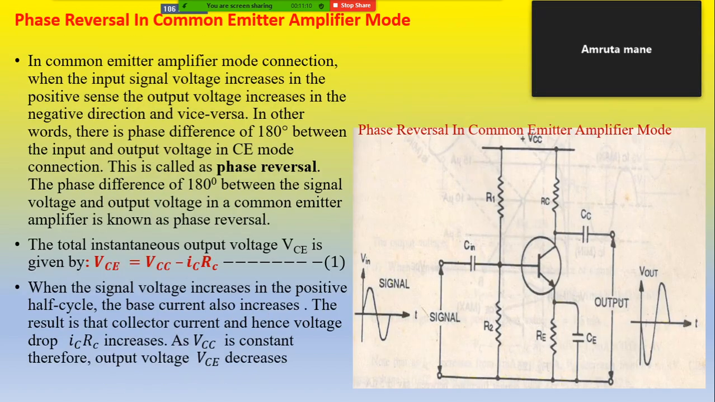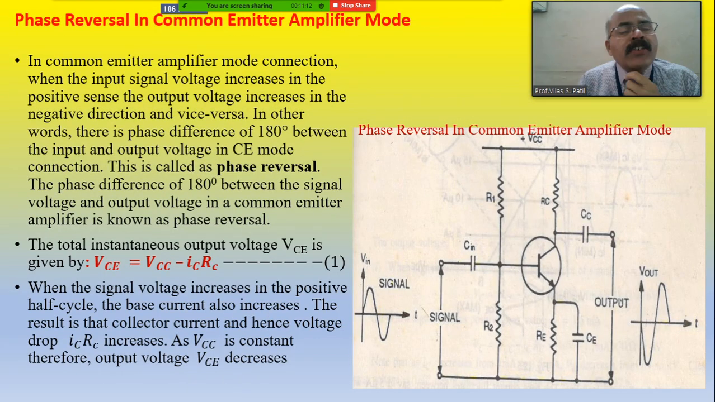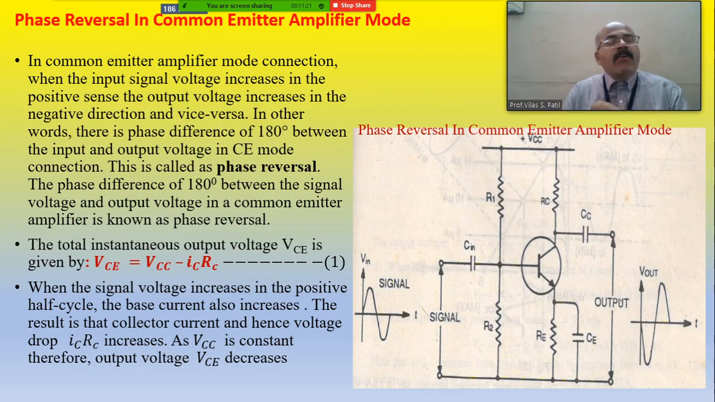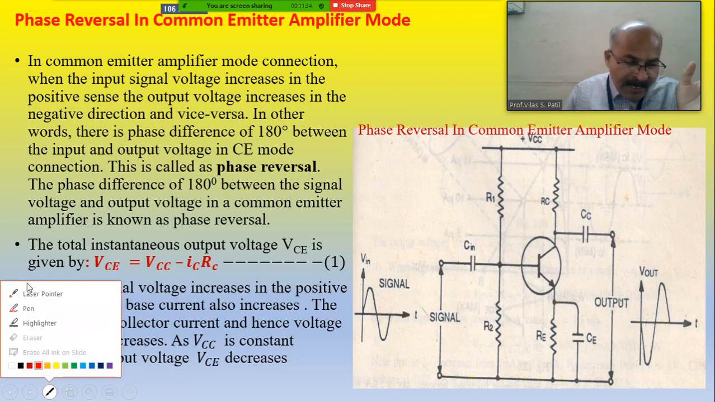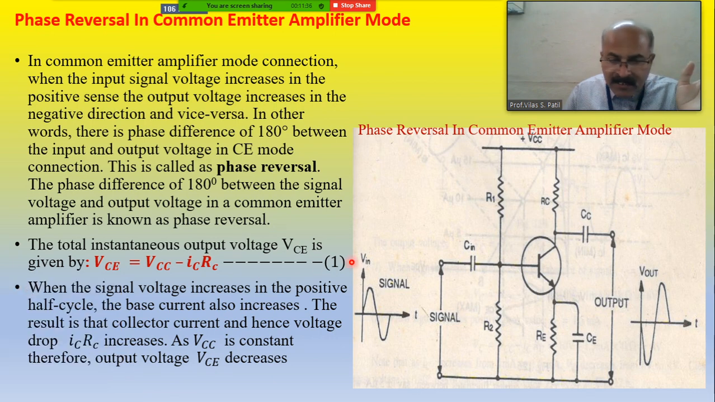Okay. In the last lecture, we were at the phase reversal in the common emitter transistor amplifier mode. We know this diagram, I am just taking the laser. This is the common emitter mode transistor amplifier.